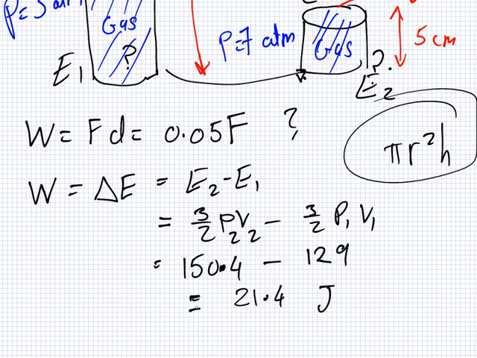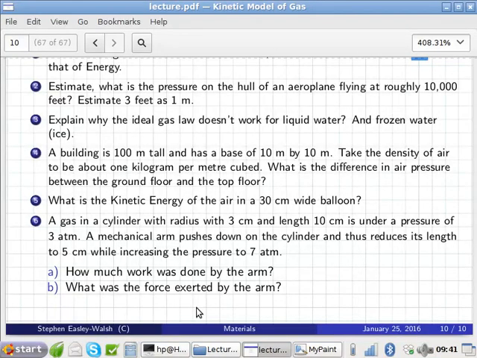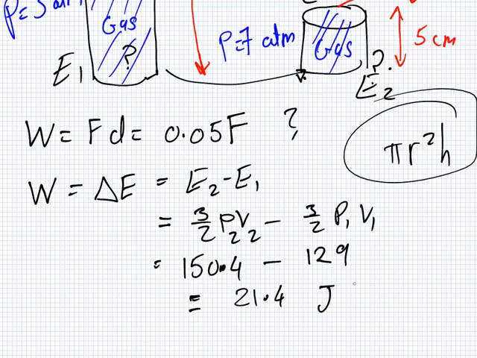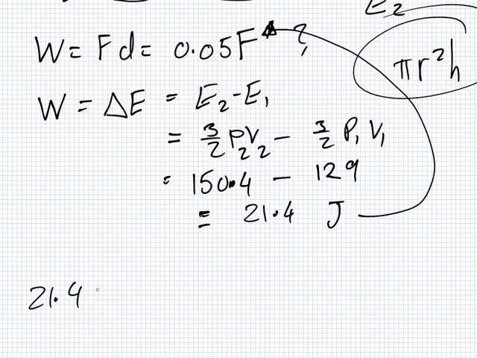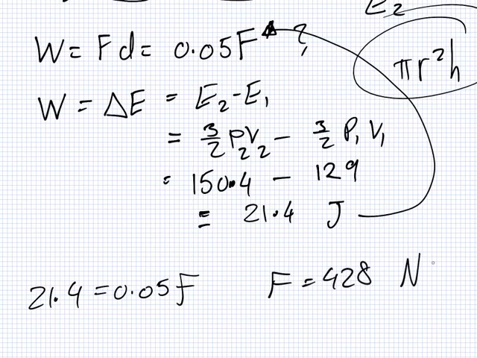I just put the numbers in, there's nothing special. So the last part here is what was the force? This is the work done. So if you go back to this formula, you can get 21.4 equals 0.05 F. So then F equals 428 newtons. Good.